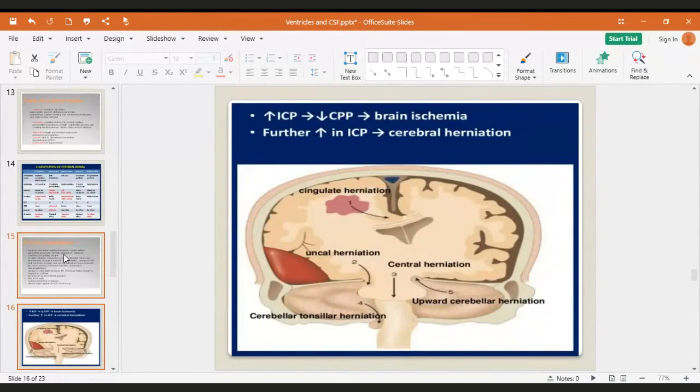This slide shows the various types of herniation syndrome. Increased intracranial pressure leads to decreased cerebral perfusion and there is brain ischemia. Further increase in intracranial pressure leads to cerebral herniation. There are 4 types of herniation syndrome: cingulate herniation, uncal herniation or central herniation, upward cerebral herniation, and cerebellar tonsillar herniation.